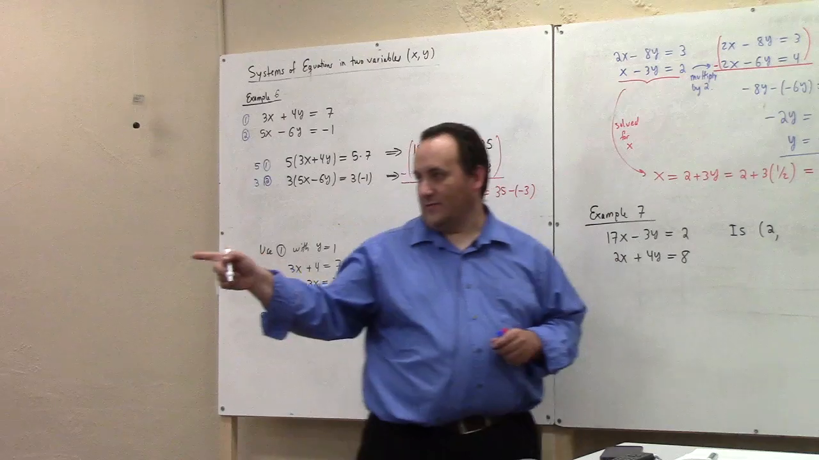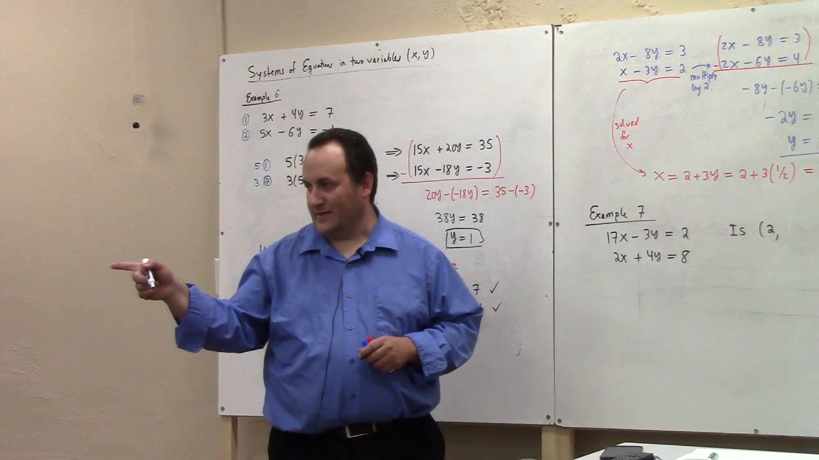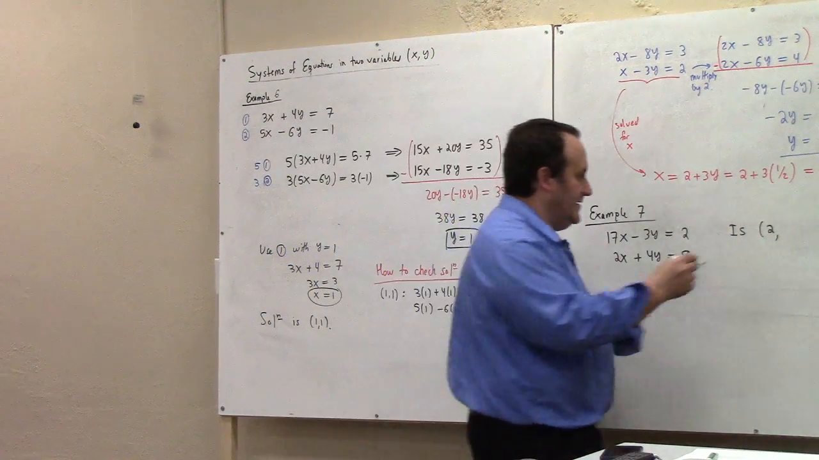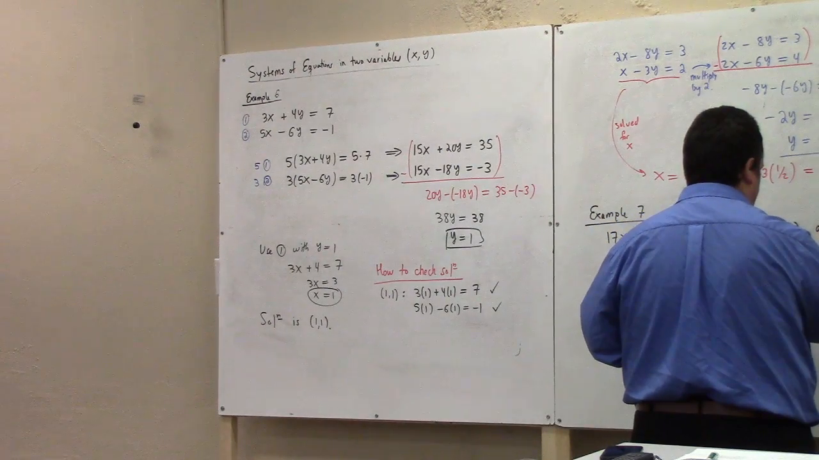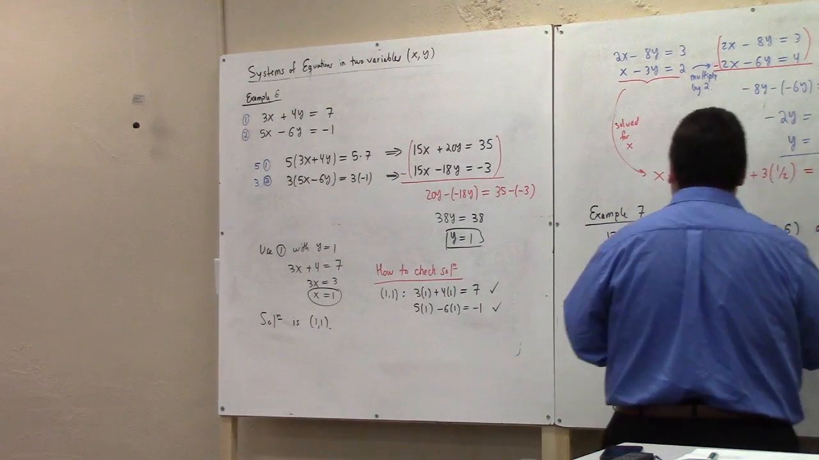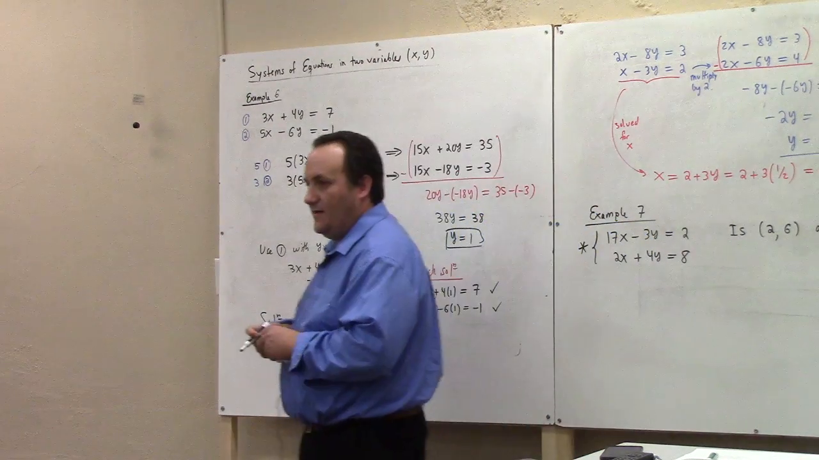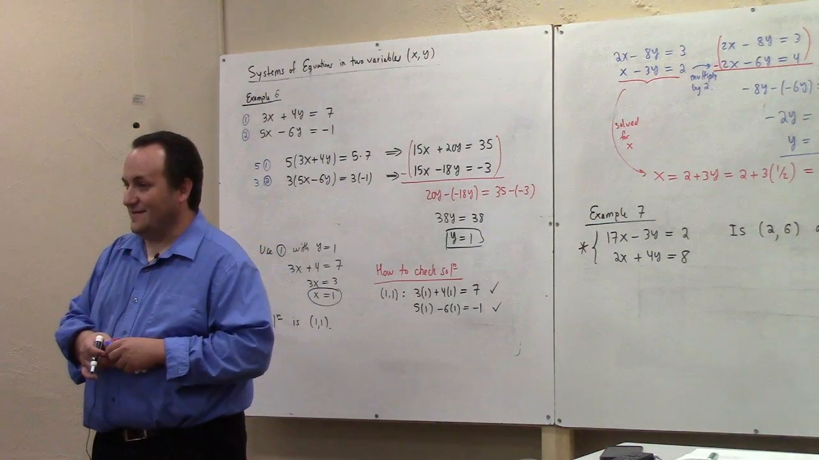What was, did you come up with a number now? 2 what? It's not a number. 6, all right, I'll take 6. Is 2 comma 6 a solution?